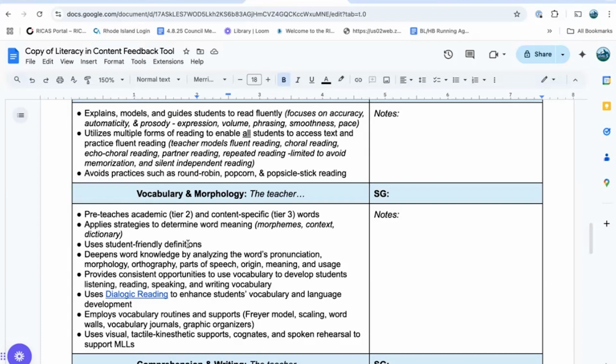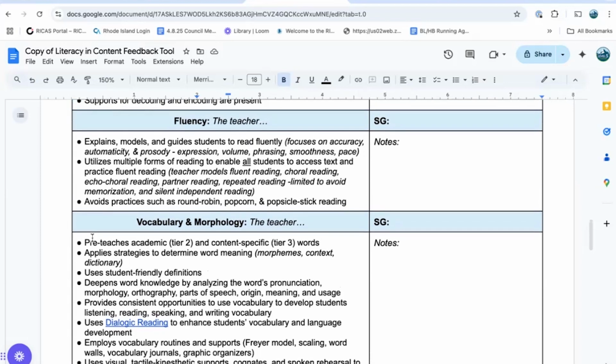When you're using a tool, one of the things that you can get credit for on the tool is avoiding practices that are no longer considered best practices. For example, on this one in the fluency section, it says avoids practices such as round robin, popcorn, and popsicle stick reading. That sends a pretty clear message that if you are doing those things, then it's going to show up in the notes, and it's going to be a very objective way to say those are no longer practices that happen within our community. And if you're not sure why, let's have that conversation.